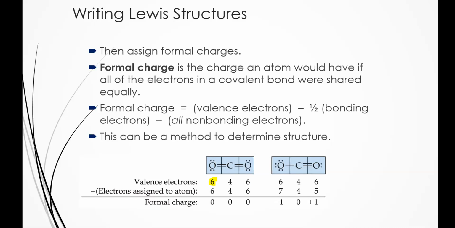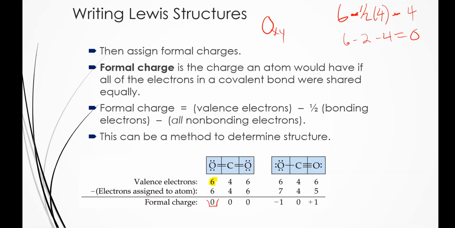So we're looking at our oxygen here. We have 6 valence electrons. We're going to subtract from that half of the bonding electrons. So we have 2 double bonds. So that's 4 bonding electrons, so half of that. And then we have 2 lone pairs, which is 4 non-bonding electrons. So we get 6 minus 2 minus 4. And so we get a charge of 0. So its formal charge is 0 down here.